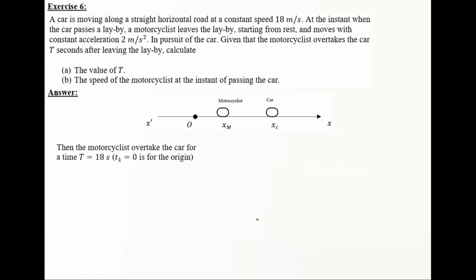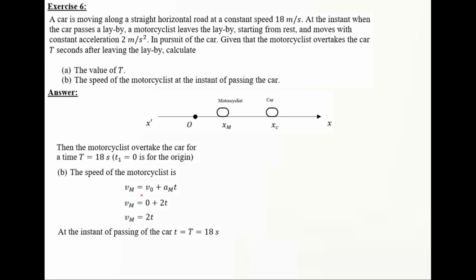Now in part B, they're asking us for the speed of the motorcyclist at the instant of passing the car. Now, after 18 seconds, the speed of the motorcyclist would increase from 0 to some value. We need to calculate this value, and this can be governed by this equation. The initial speed is 0, the acceleration is 2, time is given by 18, and the final speed would be 36 meters per second.